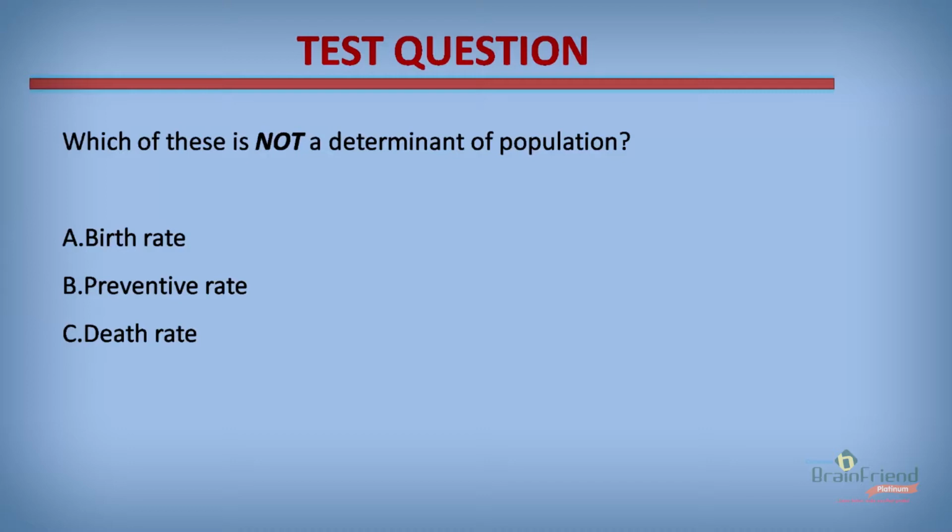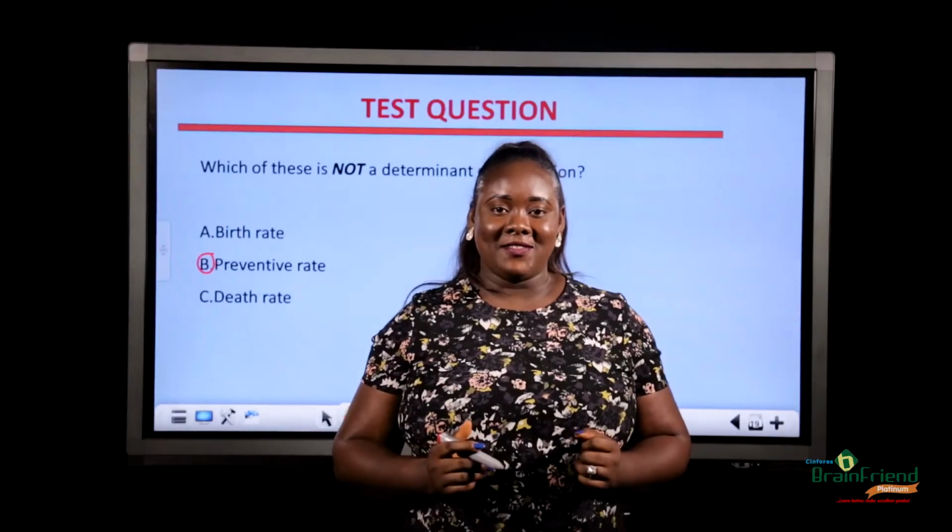Let's take the second question. Question 2. Which of these is not a determinant of population? A. Birth rate. B. Preventive rate. Or C. Death rate. The correct answer is B. Preventive rate.